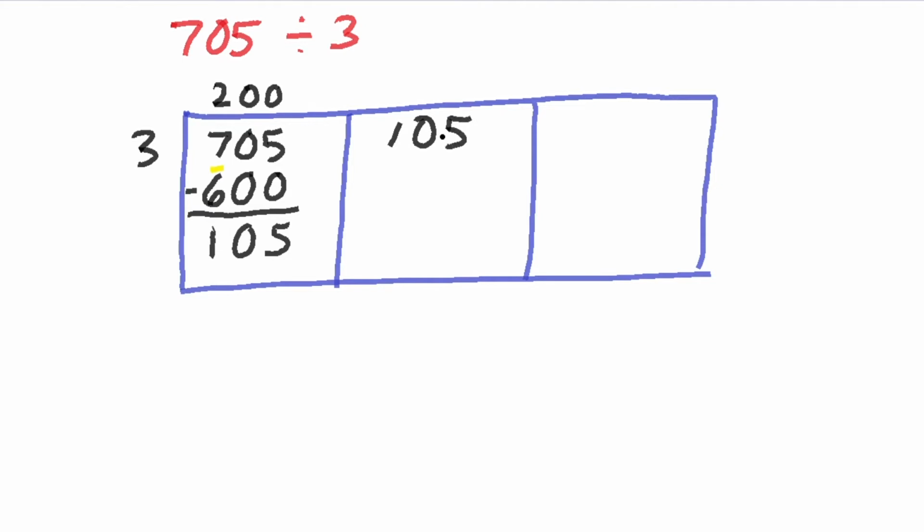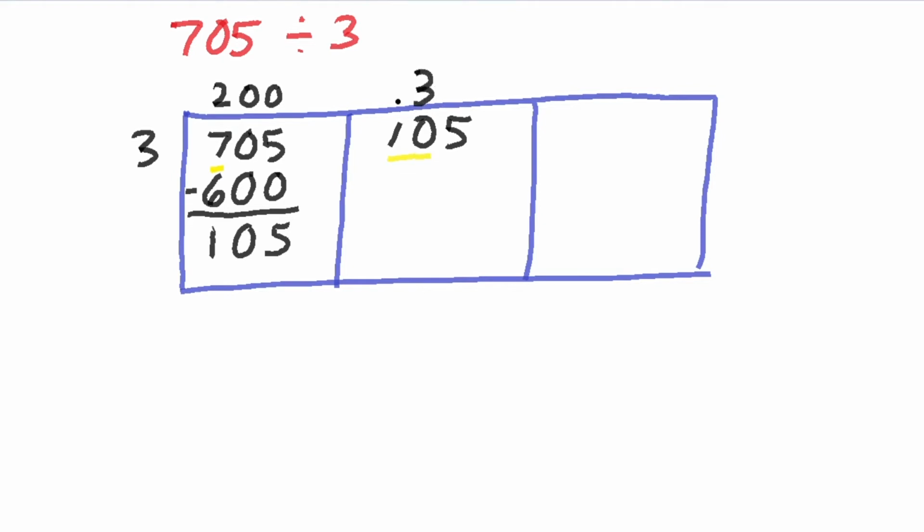Okay, now we can ask ourselves, how many 3's are there in 100? Well, let's simplify it a little bit. How many 3's are there in 1? Okay, well, that's not going to work. So let's think about how many 3's there are in 10. Well, that's simple because we all know that 3 times 3 is 9. That's probably as close to 10 that we're going to get with 3. So let's put 3 up here at the top.